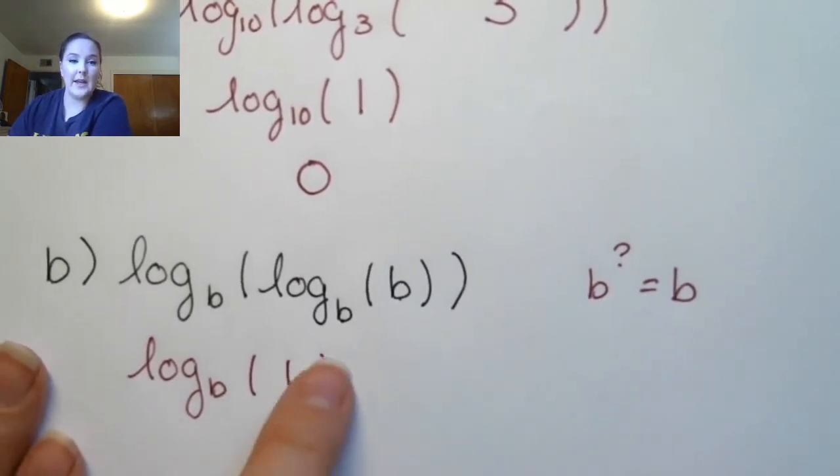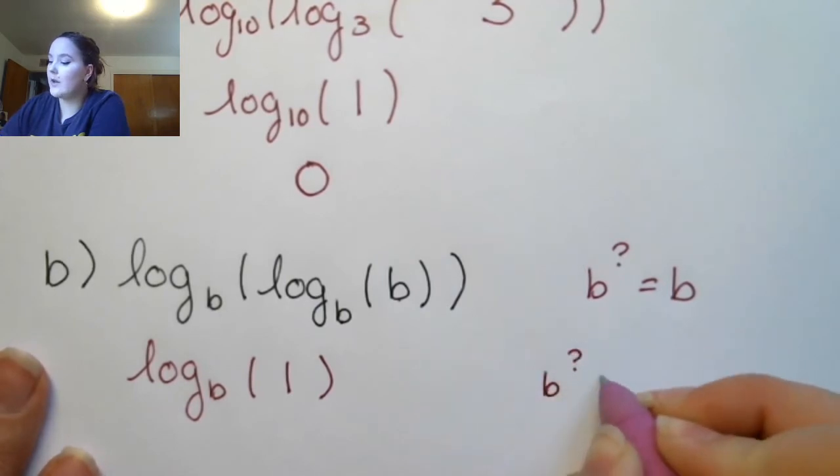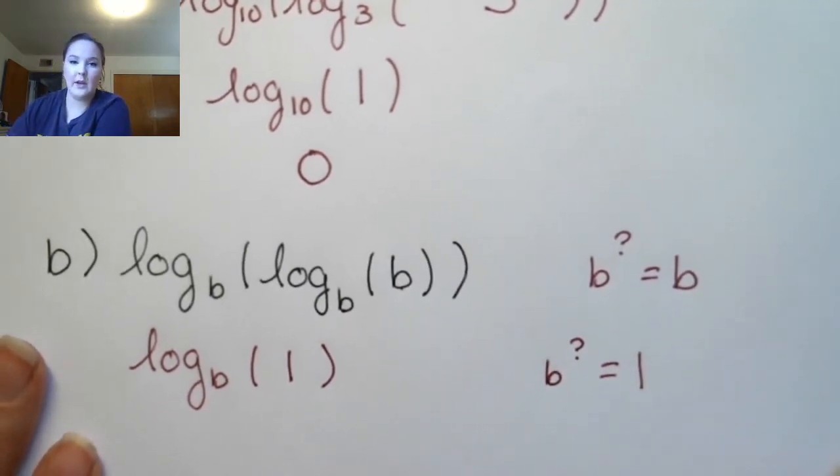Okay, and now I'm going to look at this. So what power of b is equal to 1? Well, again, anytime I want to get 1, I know that the exponent must be 0.